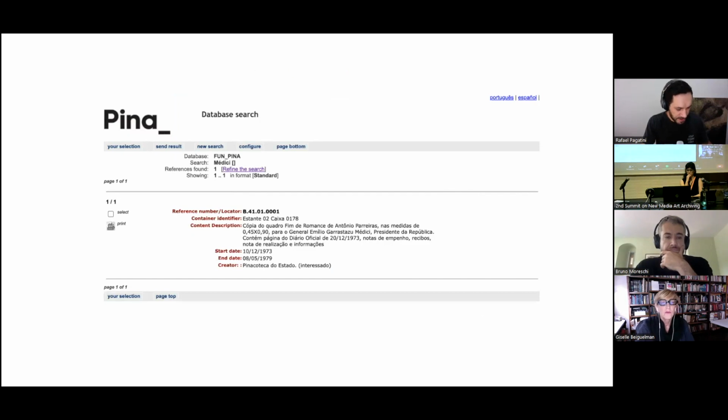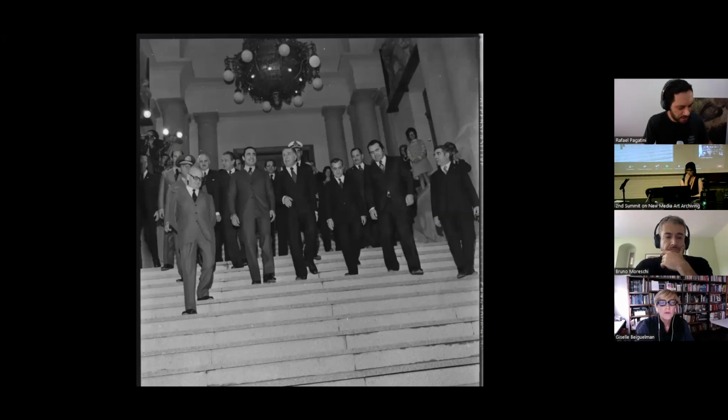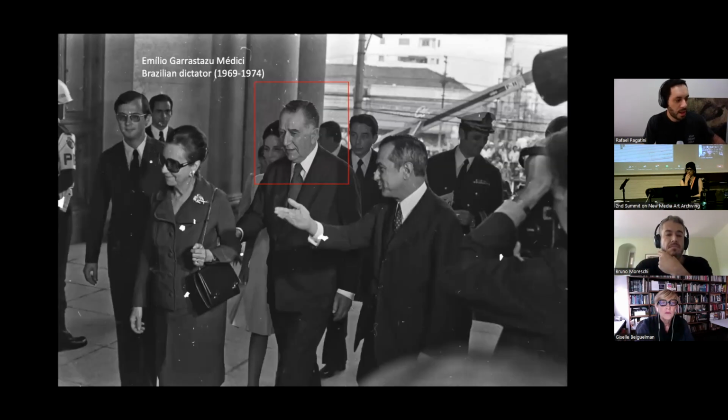This search on the online database was conducted with a sizable number of keywords and time frames. However, although the set of files was found, the material was not digitalized. That was when I went to the Pinacoteca to have access to the archives. Documentation indicates that a visit by the dictator took place on the occasion of the museum's reopening after a period closed for renovation. During the visit, Médici would have been especially interested in the painting Fim de Romance by the early 20th century artist Antônio Parreiras.